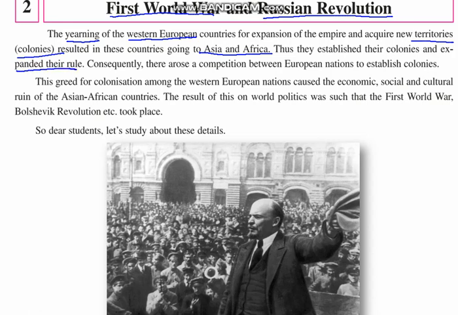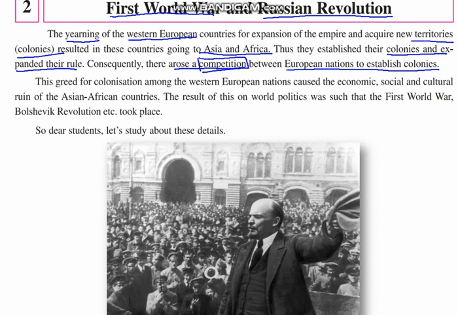See what they did? They established their colonies. They expanded their rule. Consequently, as a result of it, there arose a competition. This word needs to be remembered. There was a competition between European nations to establish colonies. European nations were trying to establish as many colonies as possible and as fast as possible, and in this particular race, the result of this race was the First World War.